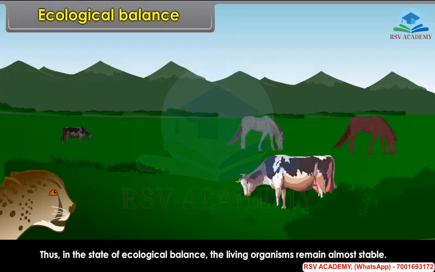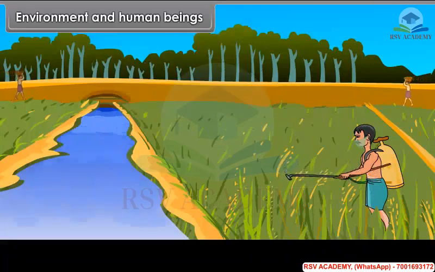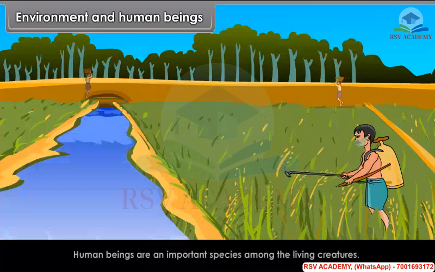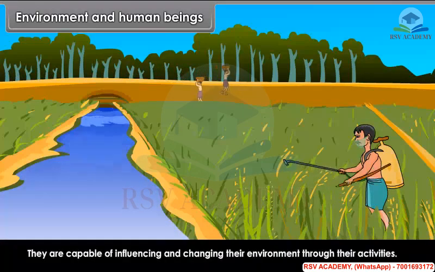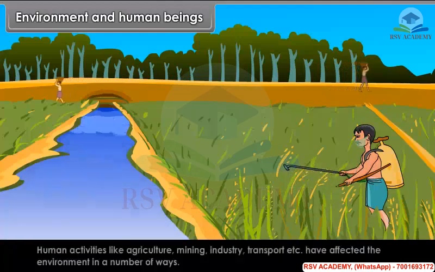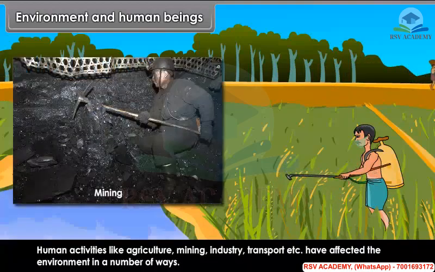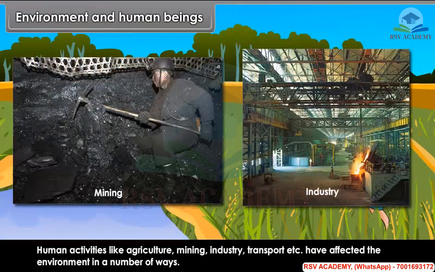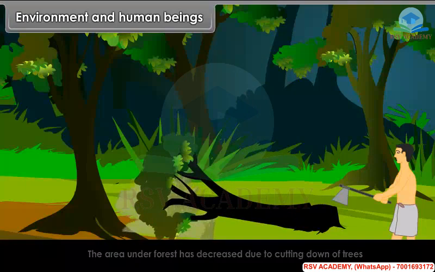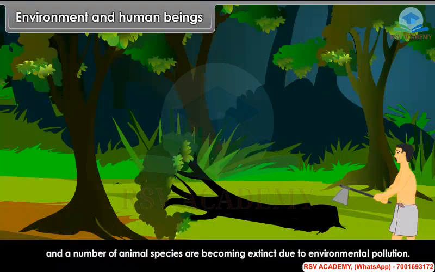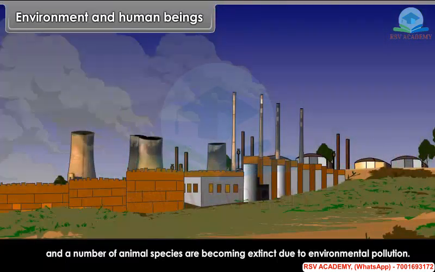Environment and human beings. Human beings are an important species among the living creatures. They are capable of influencing and changing their environment through their activities. Human activities like agriculture, mining, industry, transport, etc. have affected the environment in a number of ways. The area under forest has decreased due to cutting down of trees, and a number of animal species are becoming extinct due to environmental pollution. Human activities are aimed at satisfying increasing needs from the environment.